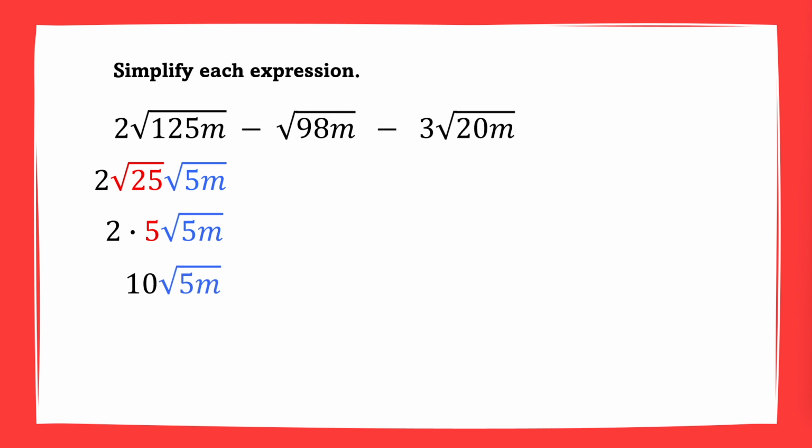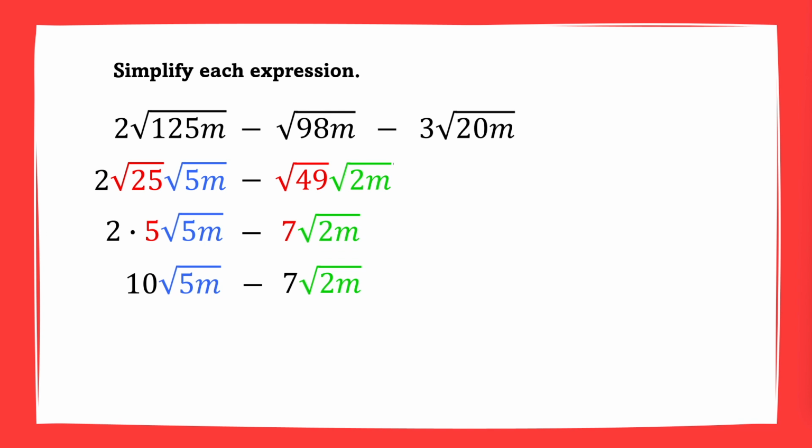Next, 98 has a perfect square factor of 49, so rewrite it as 49 times 2m. Separating them and taking the square root of 49 gives us 7 root 2m. Notice that the first two terms have different radicands.